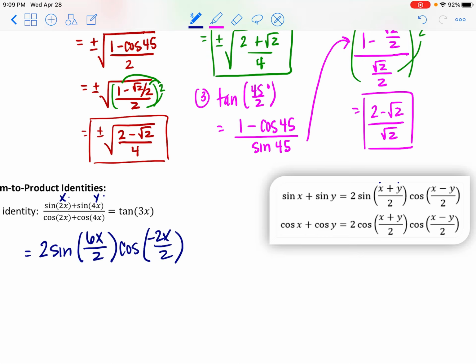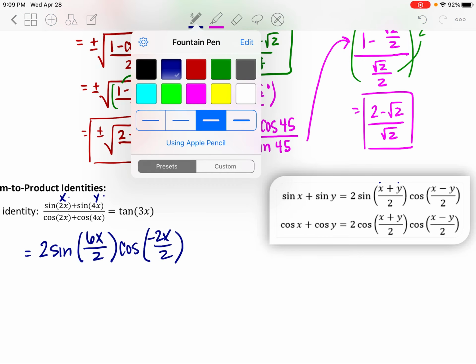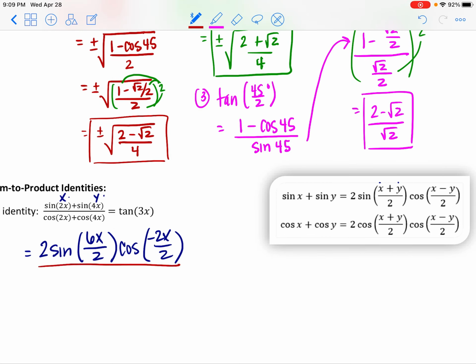Okay? On the bottom of the fraction, this time, x and y, again, 2x and 4x, but it's the sum of cosines, so we're going to apply this second one here. So we're looking at twice the cosine of x plus y, so again, 6x over 2, and then the cosine again of x minus y over 2, so again, a negative 2x over 2.